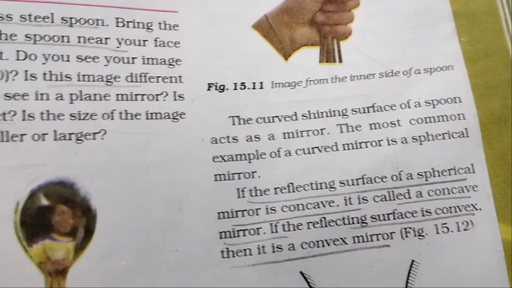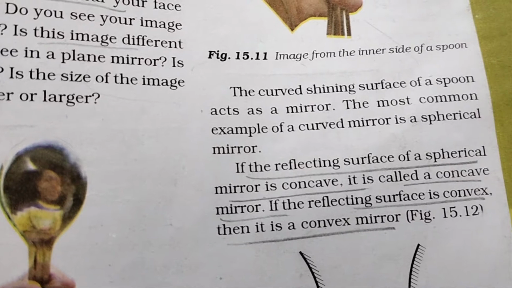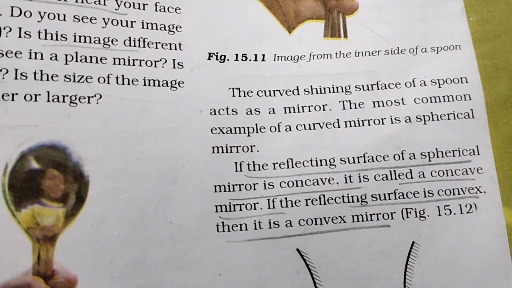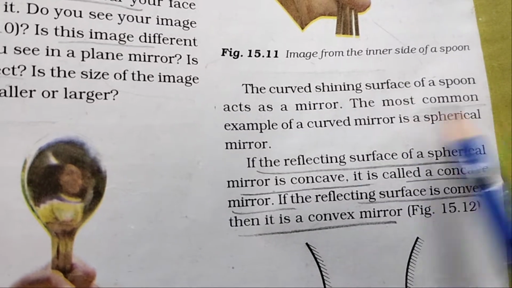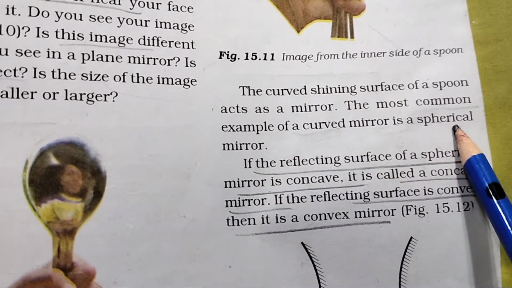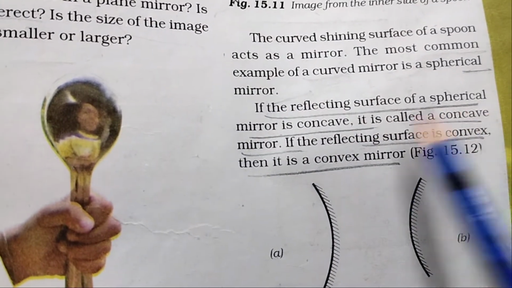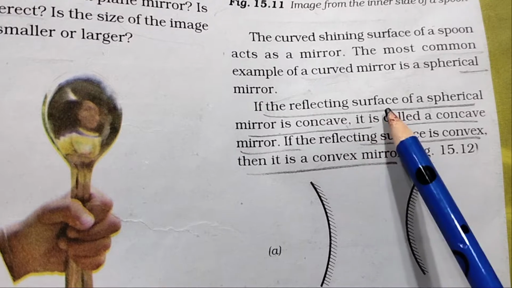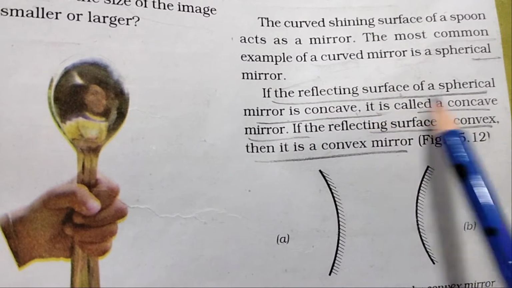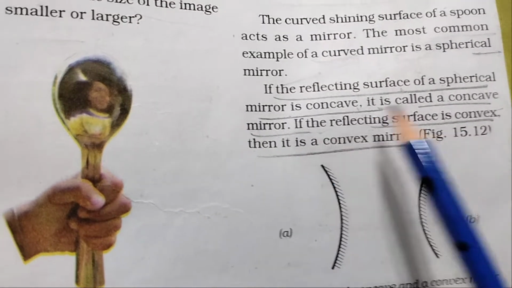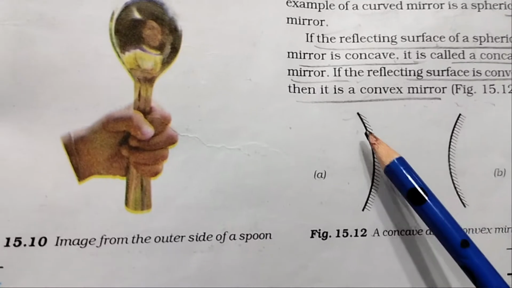Next is about the curved shining surface of the spoon, which is acting as a mirror. So the most common example of a curved mirror is a spherical mirror. Please underline this. The most common example of the curved mirror is your spherical mirror. So if the reflecting surface of a spherical mirror is concave, अगर आपका जो reflecting surface है spherical mirror का concave है तो हम उसको क्या कहेंगे? It is called a concave mirror. और अगर वही surface convex है तो हम उसको क्या कहेंगे? Convex mirror. Please see this diagram.